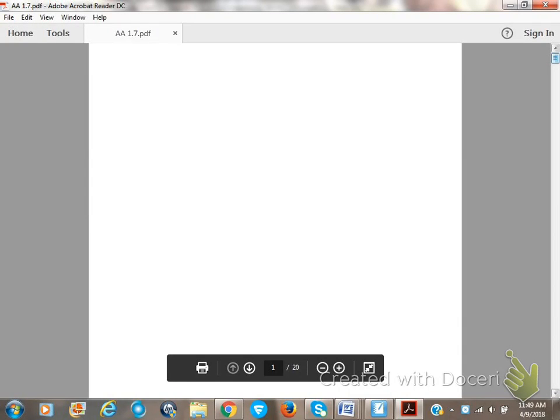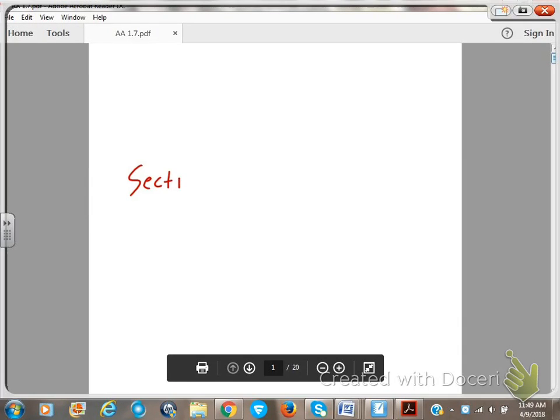Today we're going to start section 1.7, and this talks about variation. This is the last section in this chapter before we have a test, so you're going to want to take notes on this. The nice thing about this section is that you've already seen variation, and it's particularly nicer to deal with than the word problems that we were dealing with before.